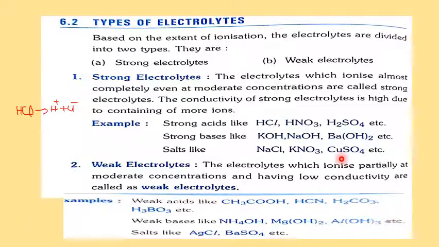Okay. This is about the strong electrolytes. Okay, the electrolytes which ionize or dissociate almost completely even at moderate concentrations are called strong electrolytes. The conductivity of strong electrolytes is high due to containing of more ions. Why? Because strong electrolyte dissociates completely means that it contains more number of ions. That's why strong electrolytes conductivity is high.